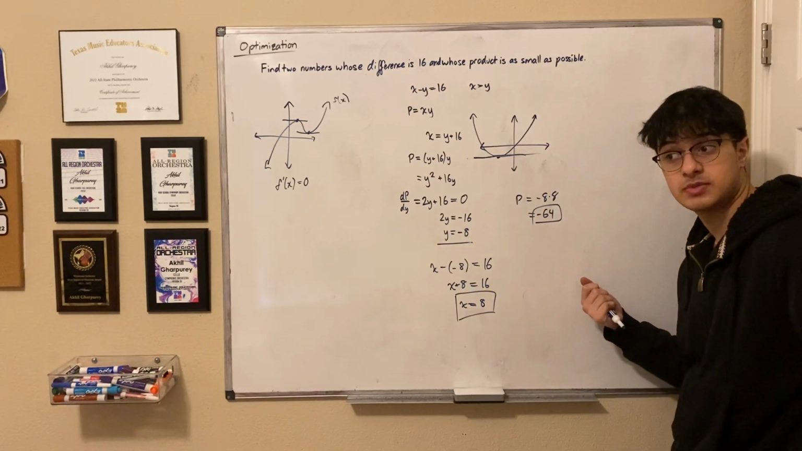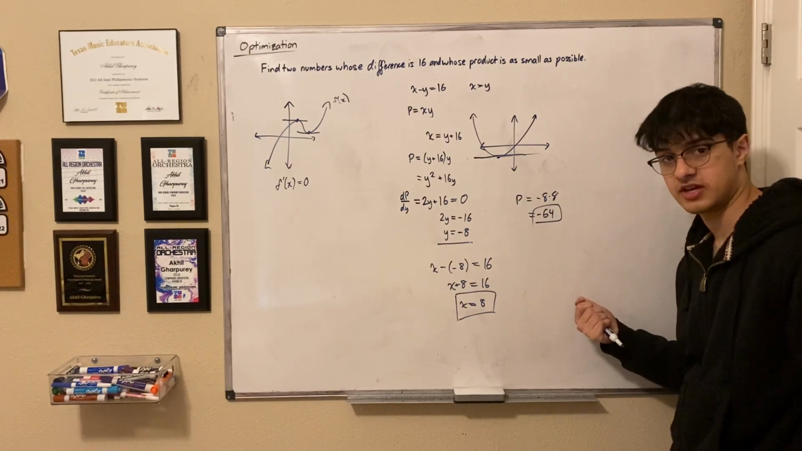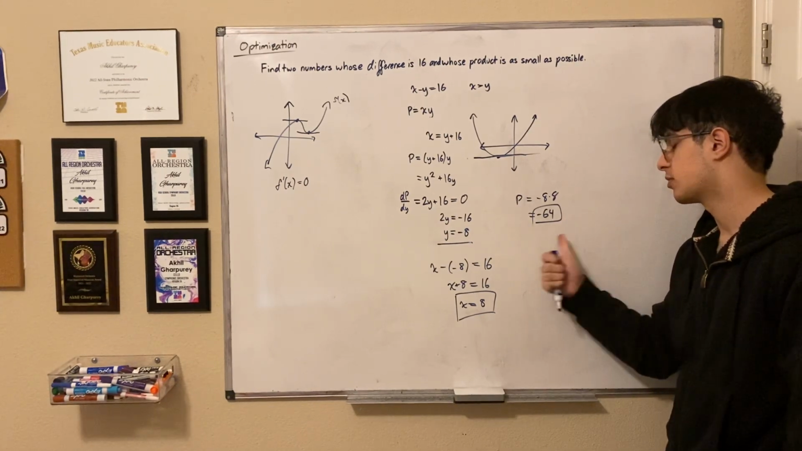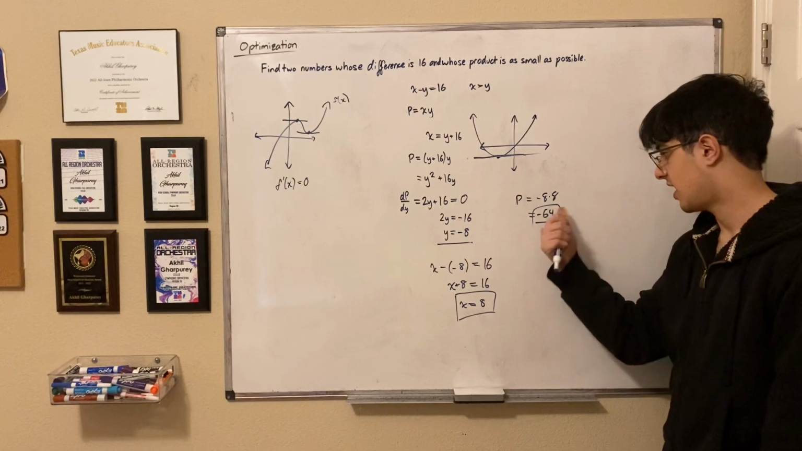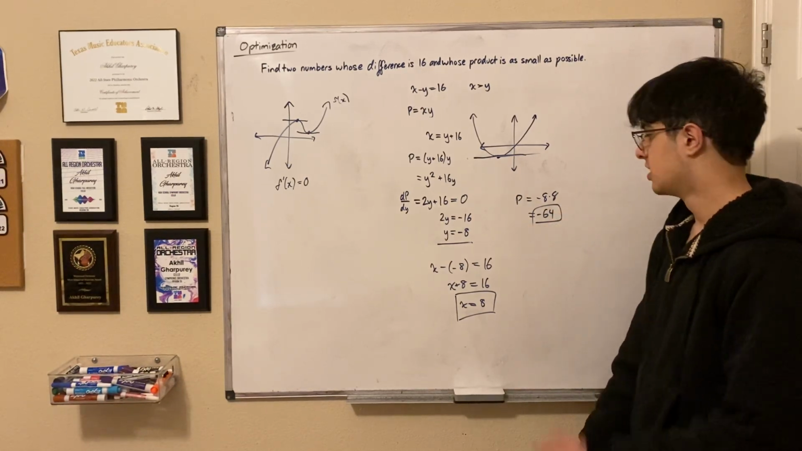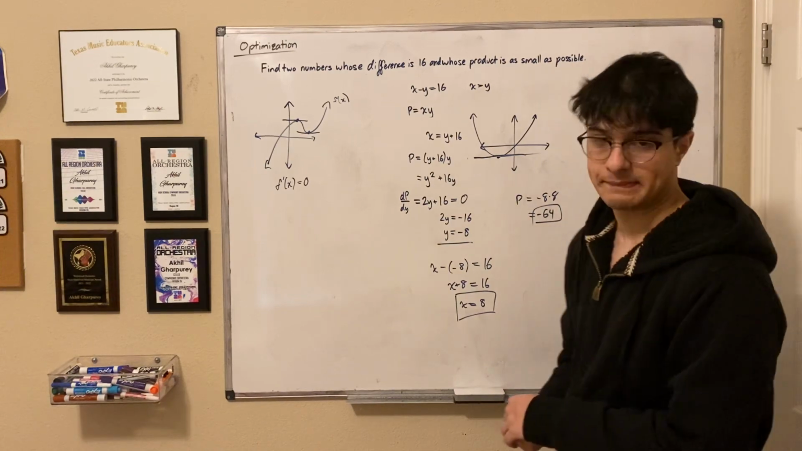And then 6 and 10, right? That's going to give you negative 60. And so on and so forth. You'll notice that this number gets closer and closer to 0 and further away from the minimum. So that's pretty cool about optimization.